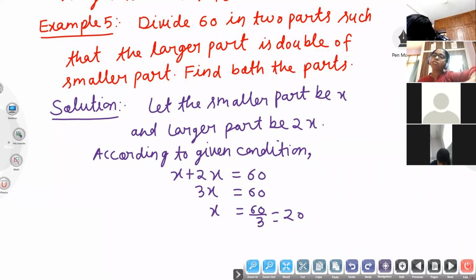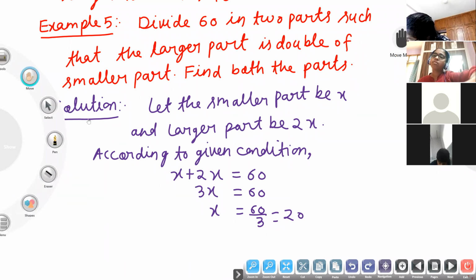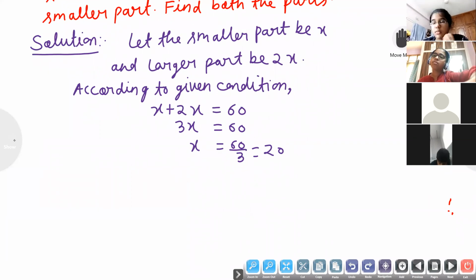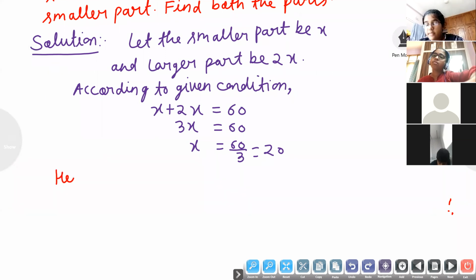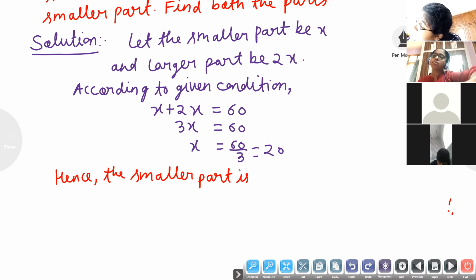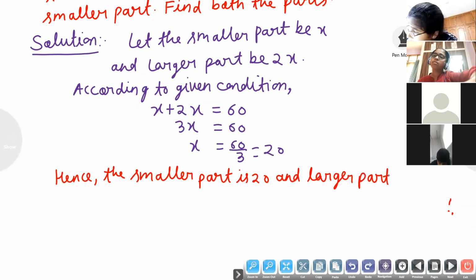Hence, the smaller part is 20 and the larger part is 40. Why is the larger part 40? Because the larger part is the double of the smaller part. Are you getting my point, students?